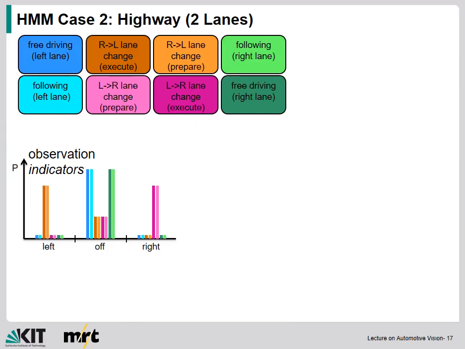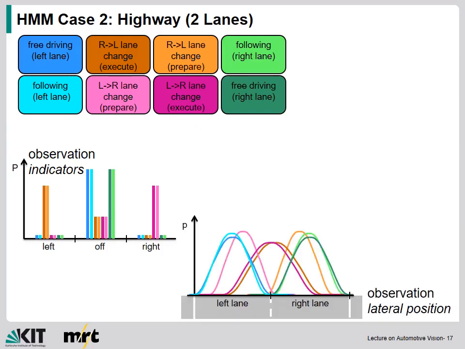If you consider the free driving state on the left lane, the dark blue one, we see that we model that in such a case the probability that the indicators are on at the left side or at the right side are rather small, very close to zero, while the probability that they are switched off is very large. Like that, you could go on through all the states, and for each state think about how likely it is that in such a state the indicator lights are off, on at the left side or on at the right side.